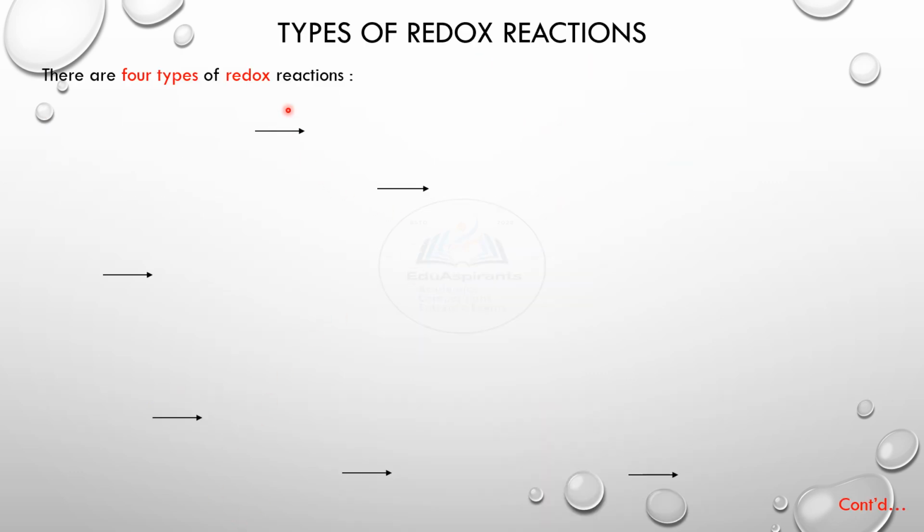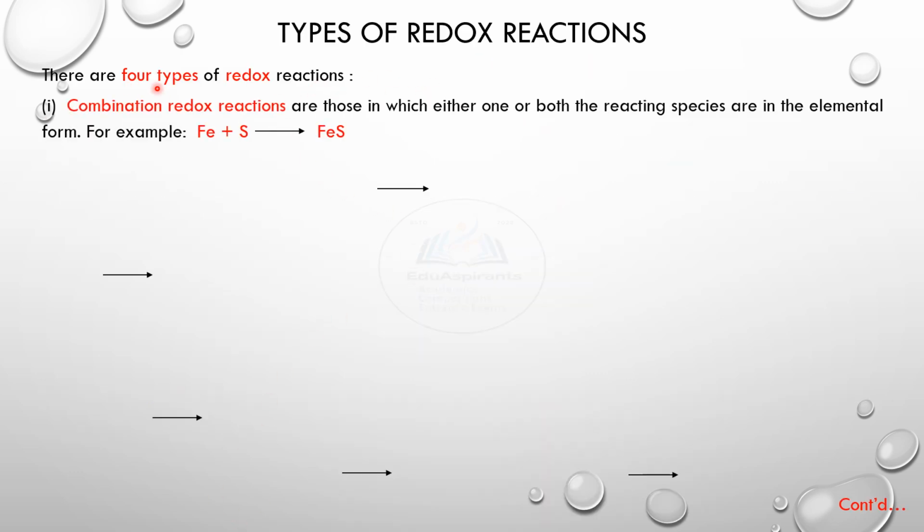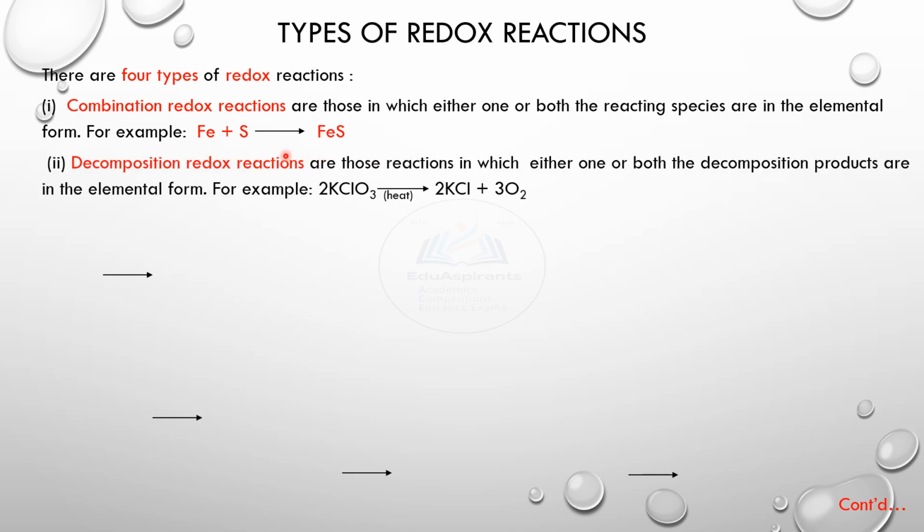Types of redox reactions. There are 4 types of redox reactions. Combination redox reactions are those in which either one or both the reacting species are in the elemental form. For example, iron plus sulfur gives iron sulfide. Here, both iron and sulfur are in elemental form.